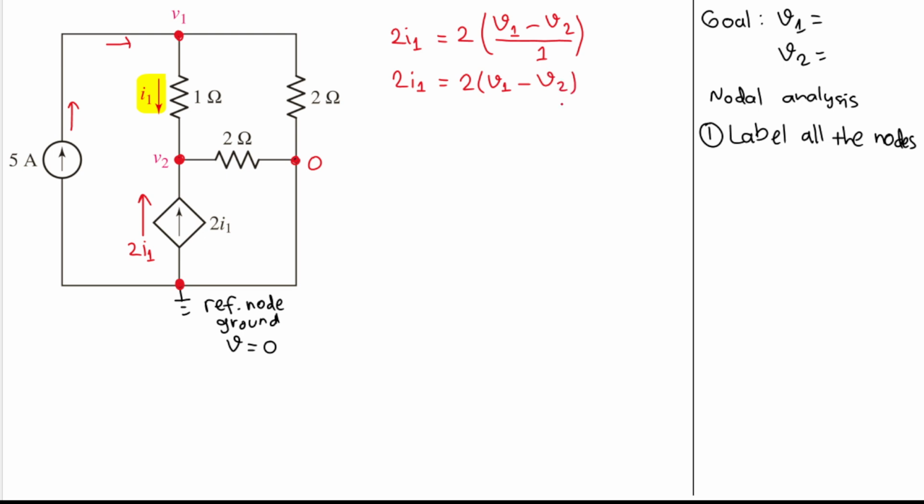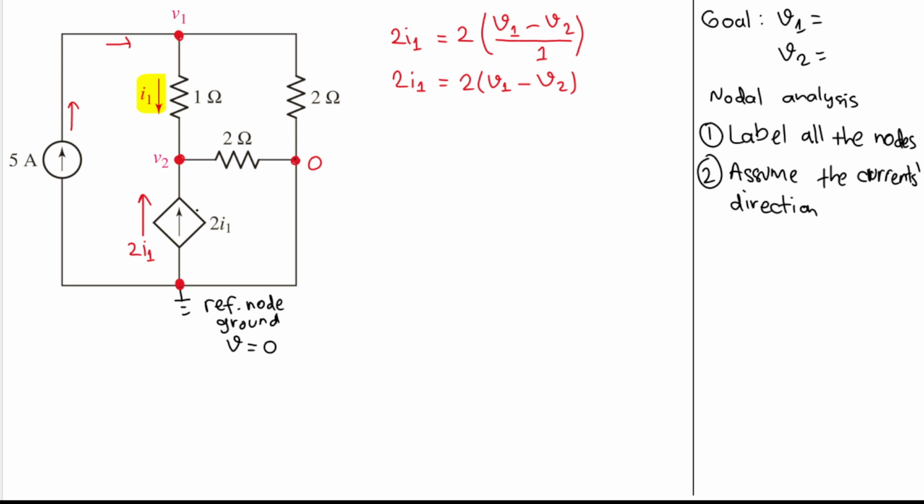Good. And I think we have done the first step, which is labeling all the nodes and extracting all the available information. The second one will be to assume the current's direction.